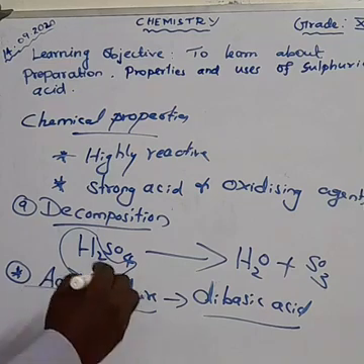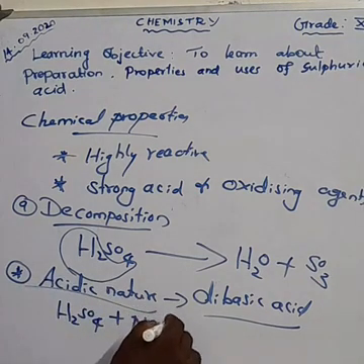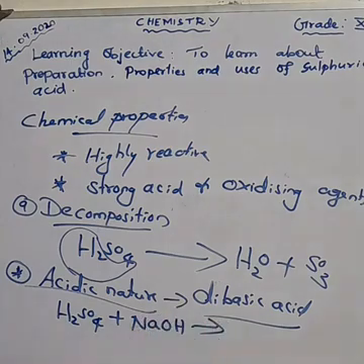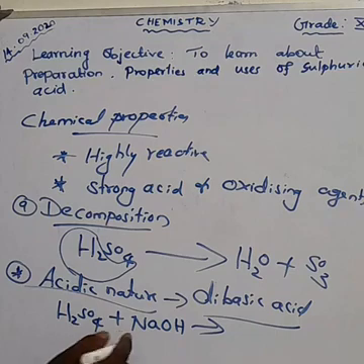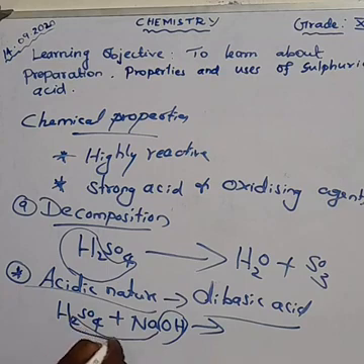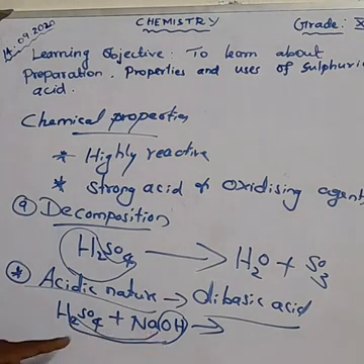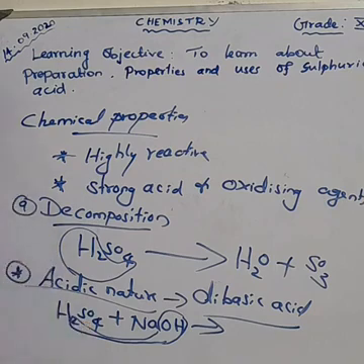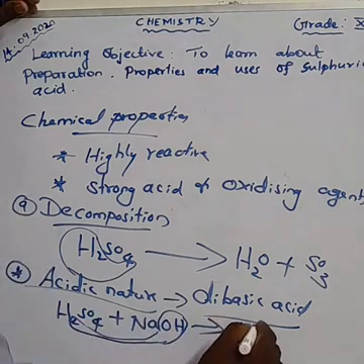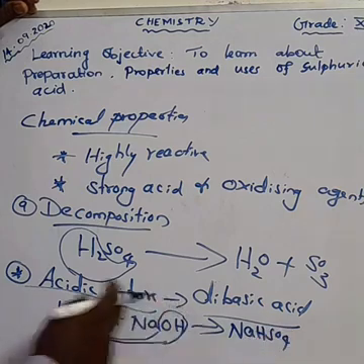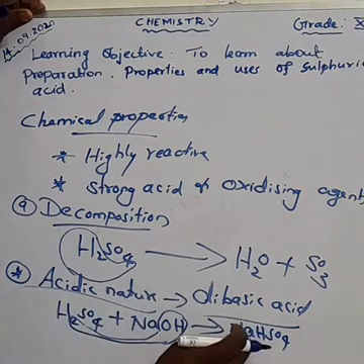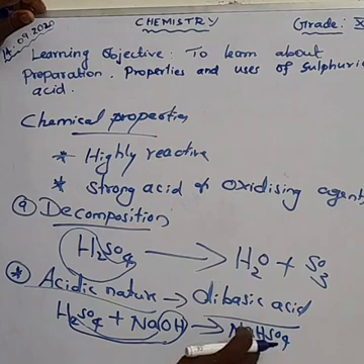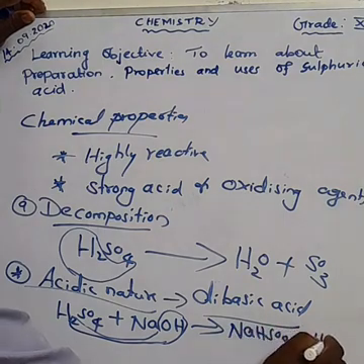Sulfuric acid, H2SO4, reacts with sodium hydroxide. The OH combines with the hydrogen. So what is the product? Water. What is the remaining product? NaHSO4, sodium bisulfate. The name of the compound is sodium bisulfate. Sodium bisulfate plus water. Can you write that?